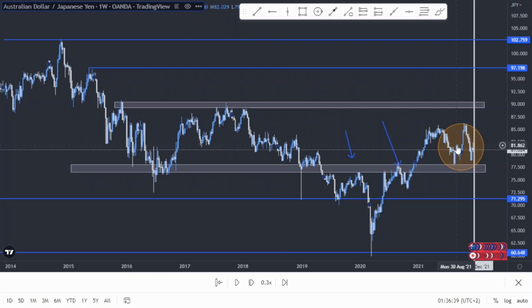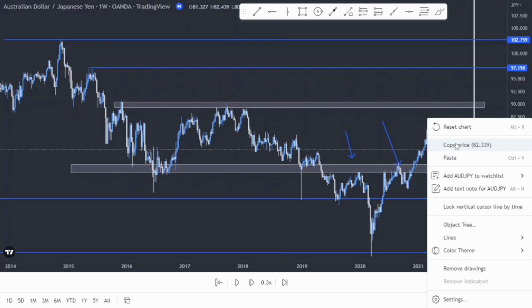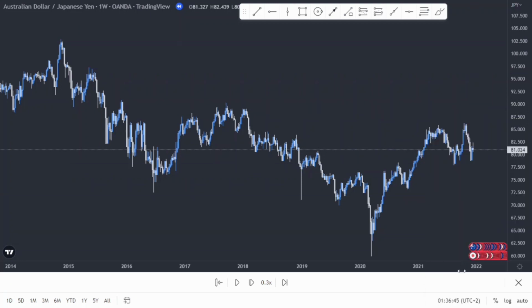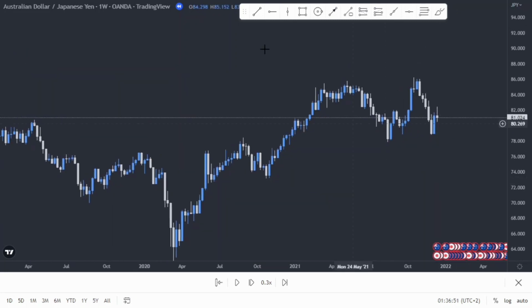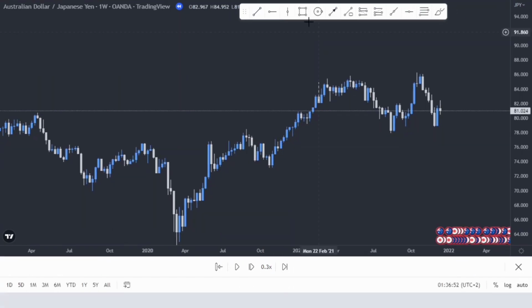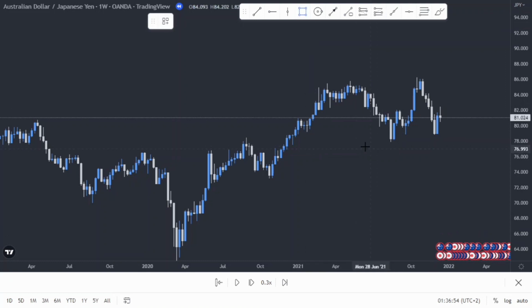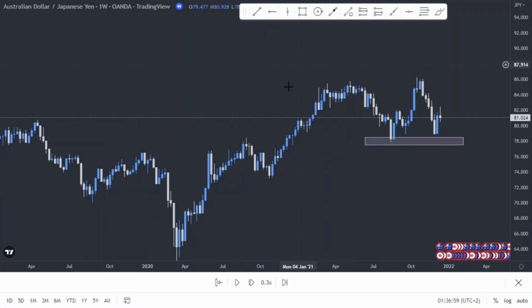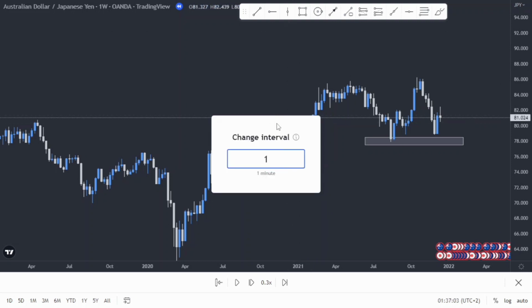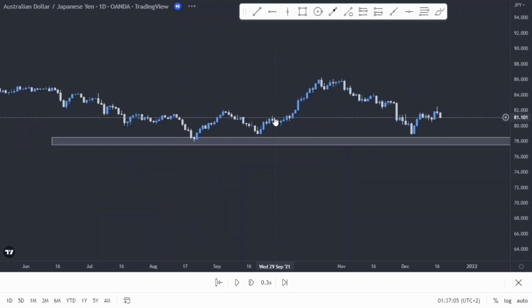So again, just because price is at a level of support doesn't mean that you guys should just start buying. You're going to have to look for your reversal patterns. So at this area, you're going to want to look for your double bottoms, your head and shoulders. We can also go to a daily chart to see what's going on.